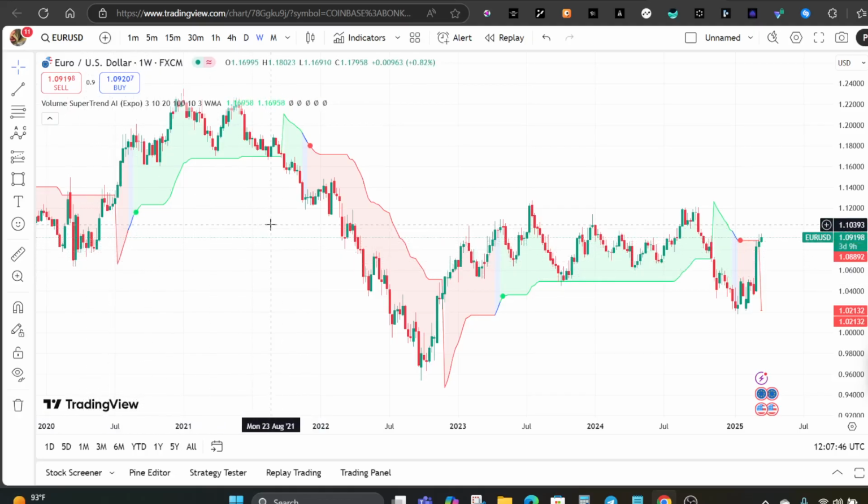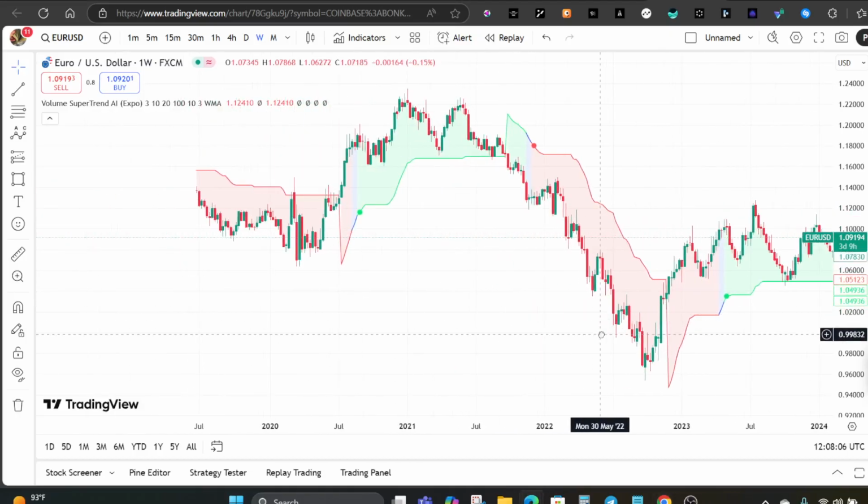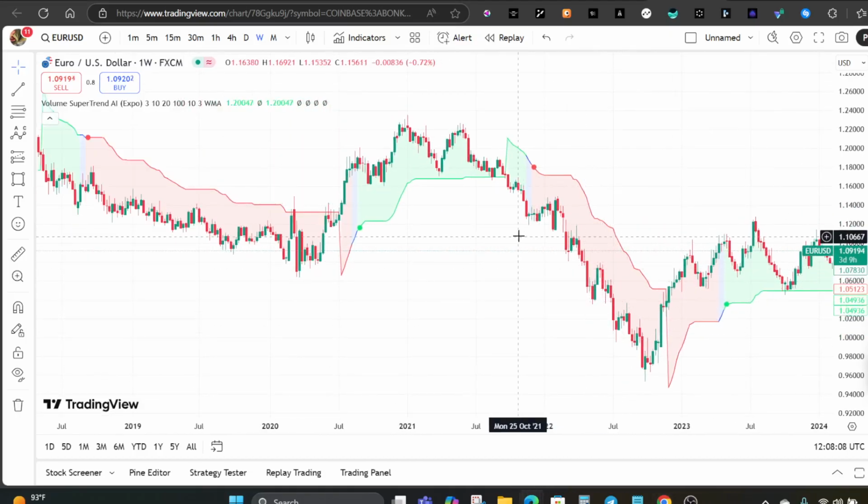This indicator also helps provide more stable and reliable trends, trends that align with strong trading volume, and they tend to be more accurate. So this indicator doesn't just follow price, it adapts to market changes using both price and volume dynamics for more precise signals.